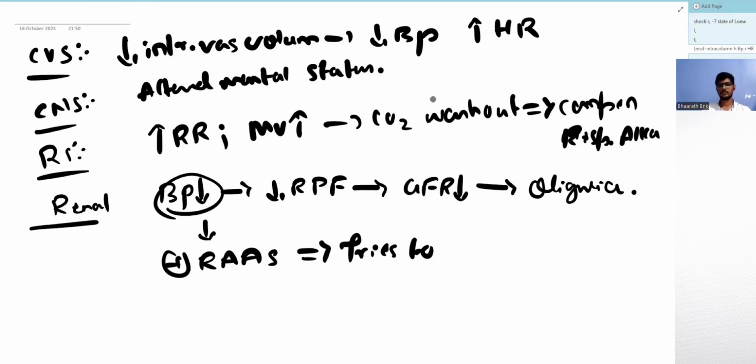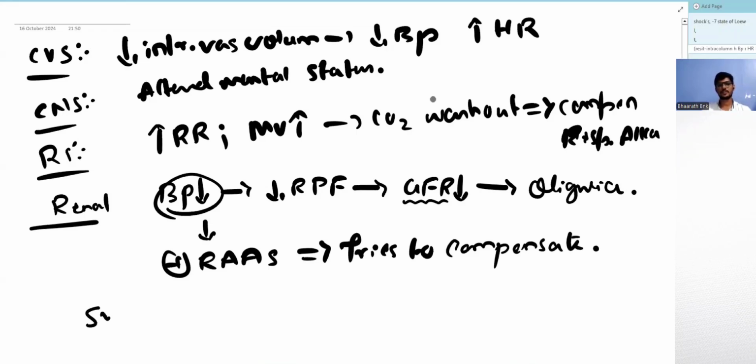From renal. The previous one is okay, right? The microvascular changes. Fine. So in the renal system, as the BP reduces, the renal perfusion reduces. When the renal perfusion reduces, obviously it correlates with the glomerular filtration rate, which reduces, that leads to oliguria. Then it also activates the renin-angiotensin aldosterone system that tries to compensate. We'll discuss this again in the compensatory mechanisms.